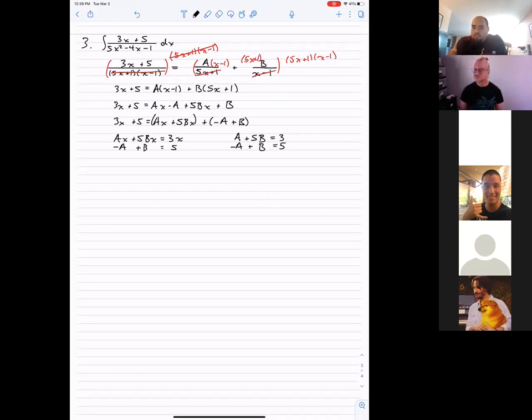And it looks like you got a favor done to you here. Oh yeah, because we could just add them. Yep, adding them straight down, you get 6b equals 8, which means b equals 4/3. Which means a equals, I don't want to set a bad example, so I'll work through it. Negative a plus 4/3 equals 5. Negative a equals 5 minus 4/3, which is equal to 4/3 minus 5. So a is equal to negative 11/3.